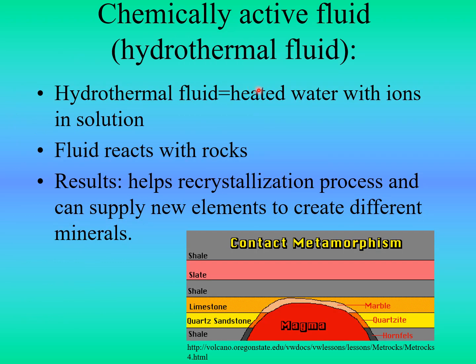And then we have hydrothermal fluid. Hydrothermal fluid is just groundwater in the crust that's heated up. And it has ions in it. It has different dissolved atoms in it, magnesium, silica, iron, whatever. That gets dissolved because it's heated up. Imagine dissolving sugar in hot water.